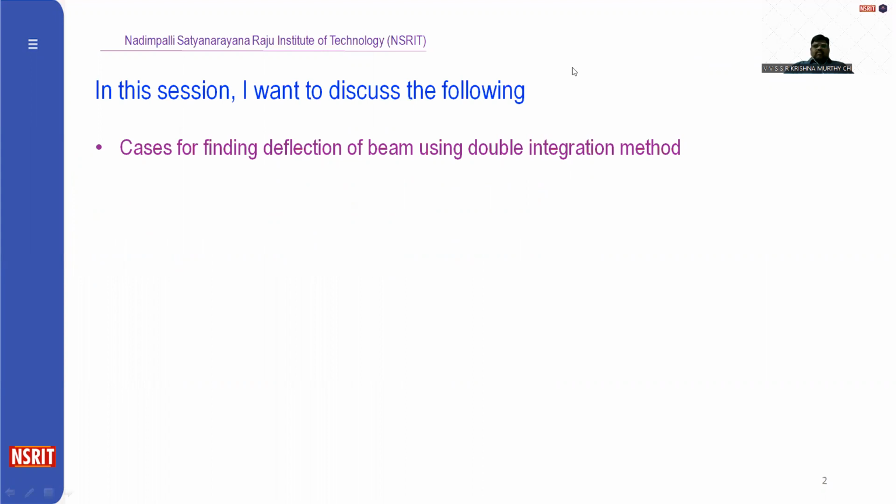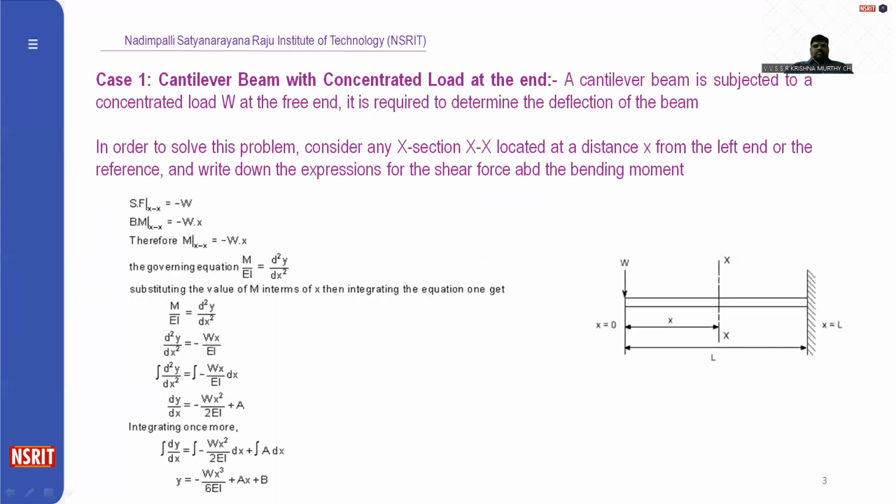The first case is a cantilever beam subjected to a point load at the end. Let us take a cantilever beam with a length of L and a point load W at the free end. Now let us look at a point X at a distance from the free end. With this reference point, I would like to draw the shear force diagram and the bending moment diagram.